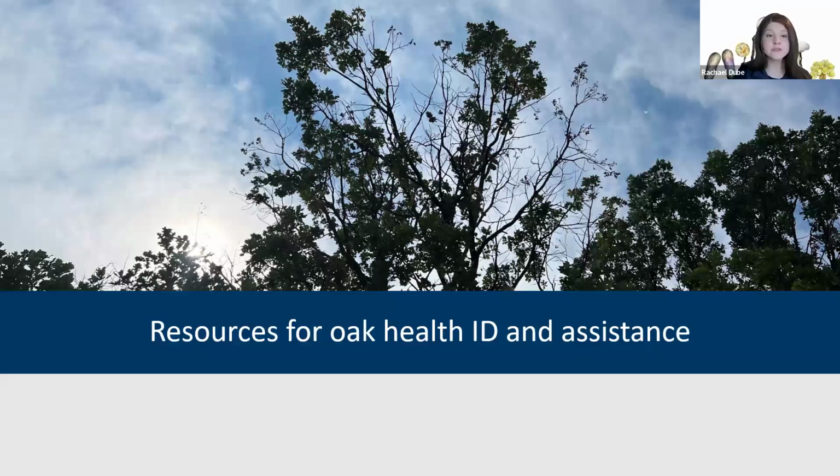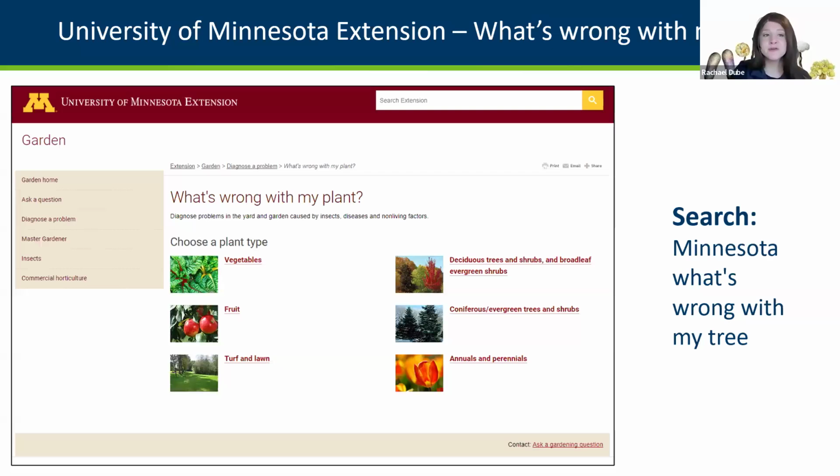And then, like I mentioned, this is our last section. I wanted to share some resources for you for identifying oak health issues, as well as where to seek assistance if you need some. This is a great website from University Extension. Thank you, University Extension, for the great products you put out. This is the What's Wrong with My Plant tool. You can search through, pick out your tree.